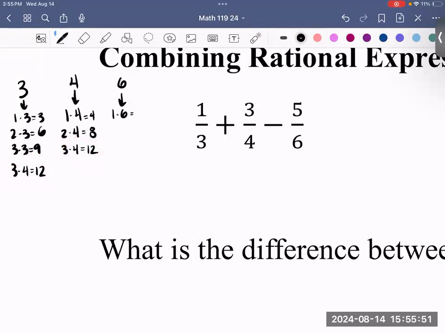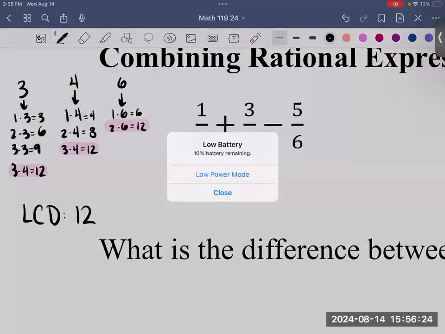1 and 6, 6, 2 and 6, 12. And just like that, your smallest number that these have in common is a 12. Now, they do have more in common, right? Other common denominators that they could have, if we kept going, would be what? Well, actually, I don't want to give it away. So your LCD, in this case, your least common denominator is 12.